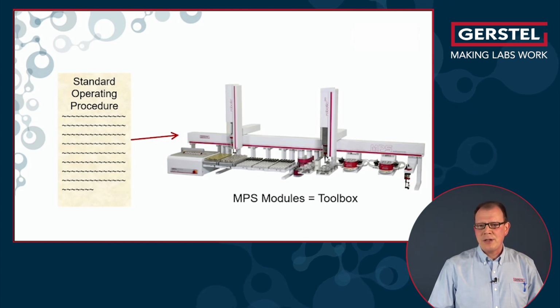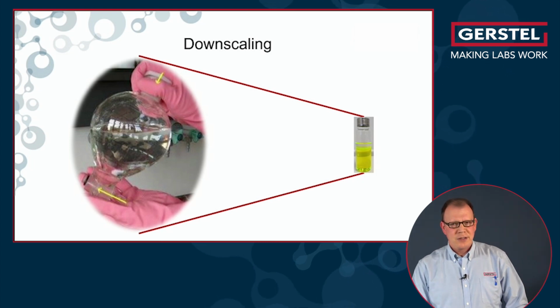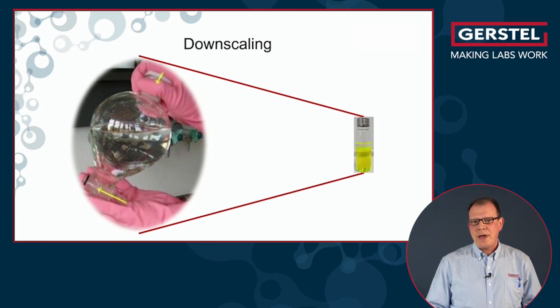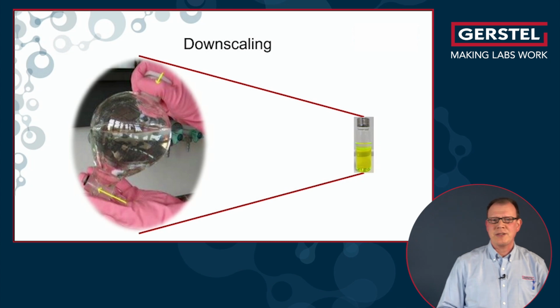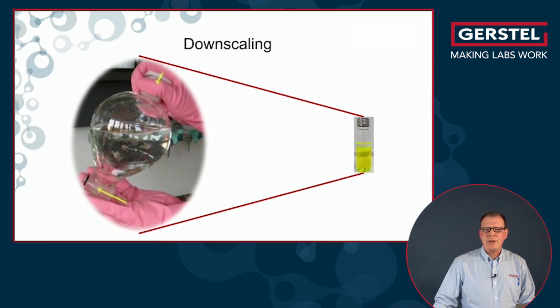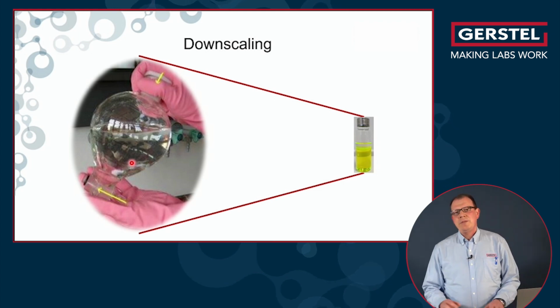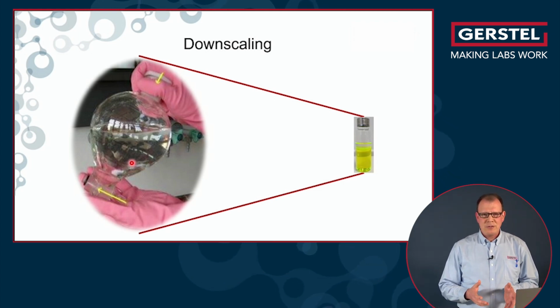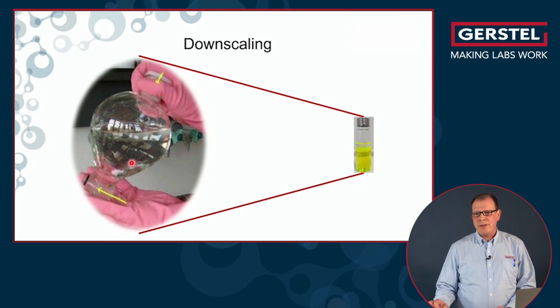Another aspect of automating workflows is that oftentimes we need some kind of downscaling. Normally manual methods are created for manual handling, as the name already says, and manual handling is oftentimes easier with larger volumes or larger masses, as can be seen here with the large sample of water in the separation funnel. For automation, we oftentimes need to scale down these volumes a little bit to make it possible to automate the sample preparation.